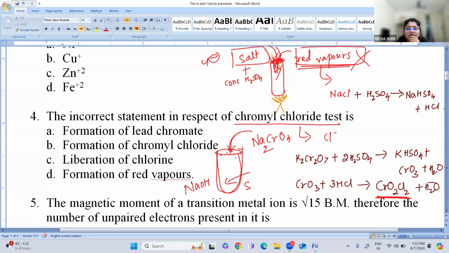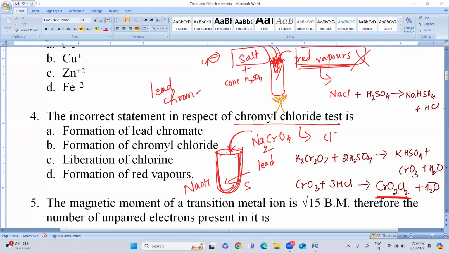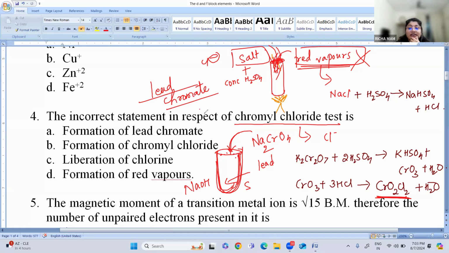What we are doing to this solution? We are adding lead acetate and acetic acid. And then what do we get? We get a bright yellow precipitate, and that bright yellow precipitate is lead chromate. So this is the reaction.